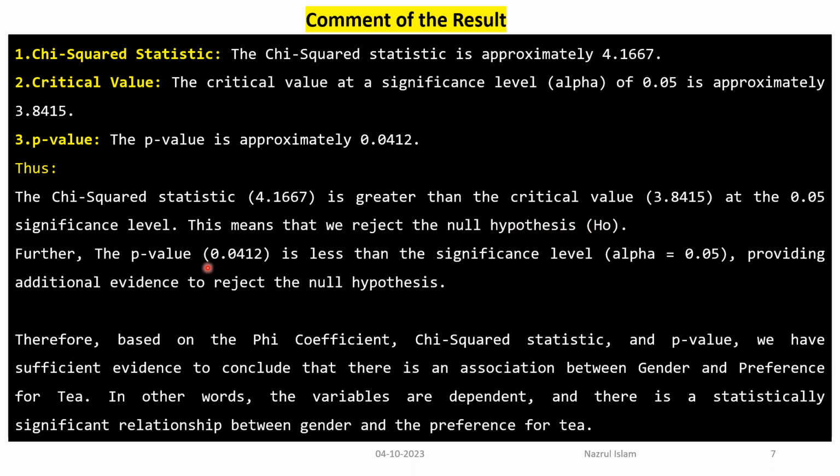Further, the p-value 0.0412 is less than the significance level alpha, that is 0.05, providing additional evidence to reject the null hypothesis. Therefore, based on the phi coefficient, chi-square statistic and p-value, we have sufficient evidence to conclude that there is an association between gender and preference for tea. In other words, the variables are dependent and there is a statistically significant relationship between gender and preference for tea.